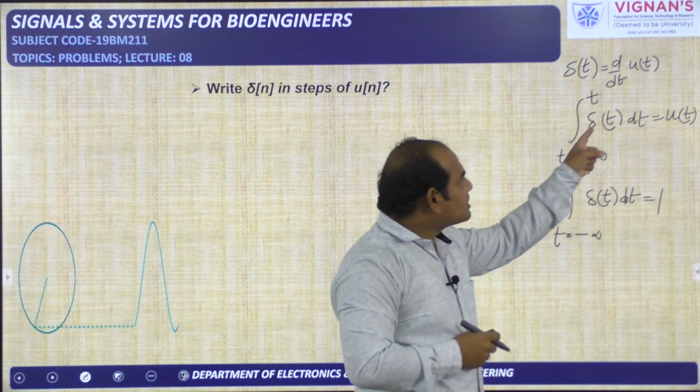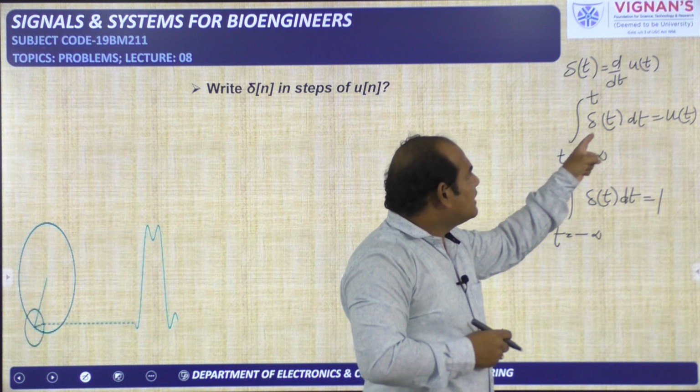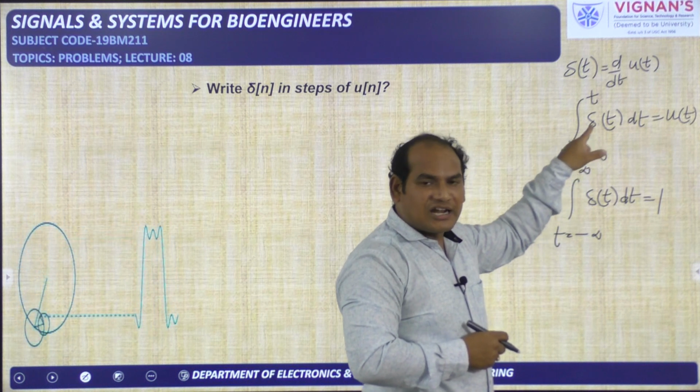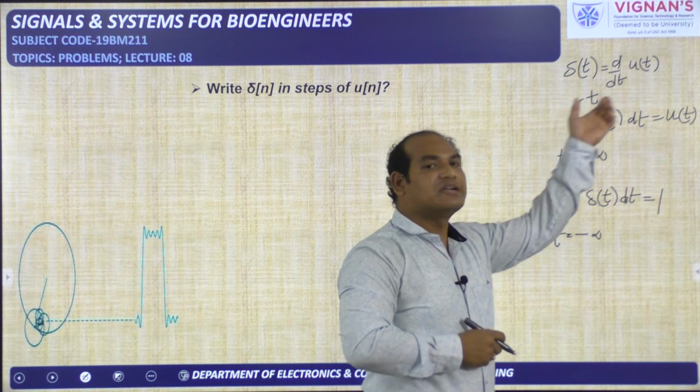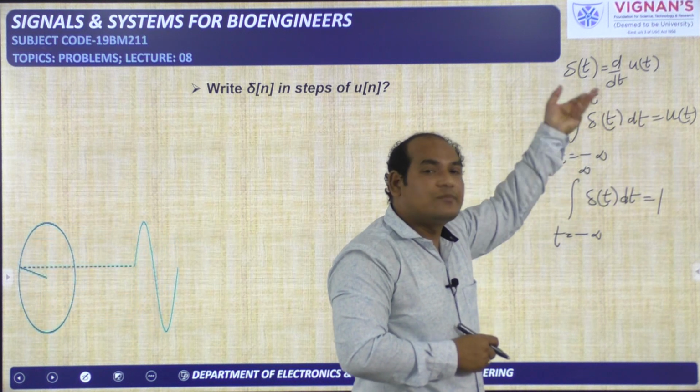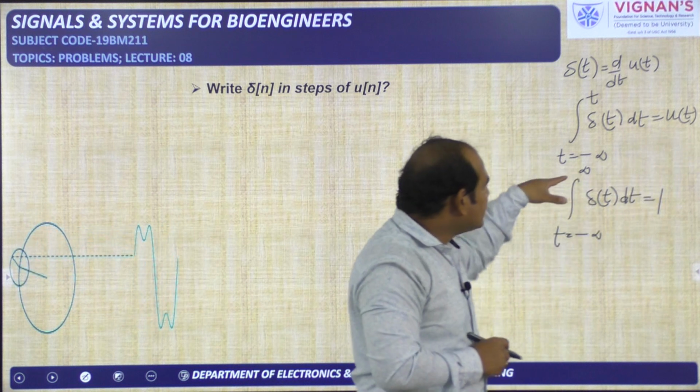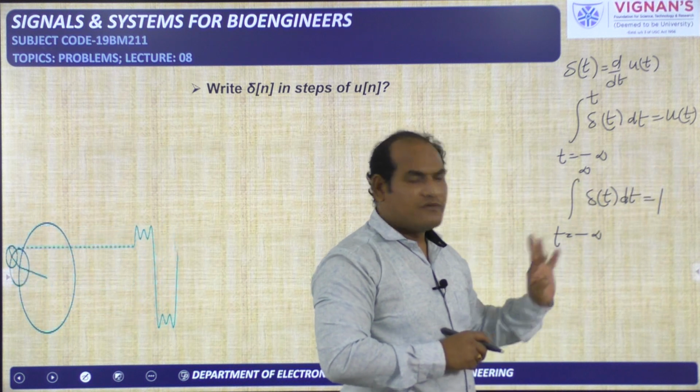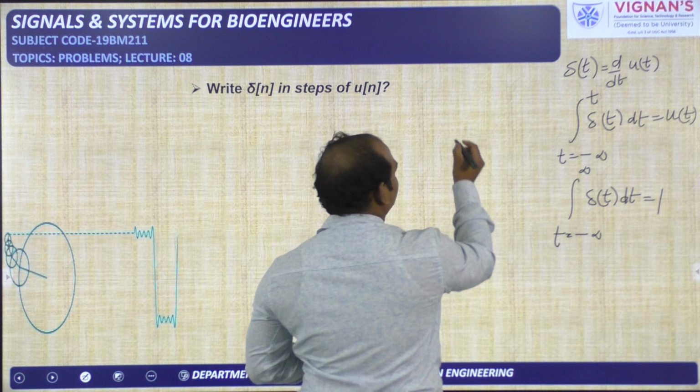The integration of del of t is one, actually del of t is the one signal. If you do the integration, you will get one more signal. That depends upon the limits. If the limit is a variable, you will get the signal, but if the limit is constant, you will get the number. For one simple example I will take.